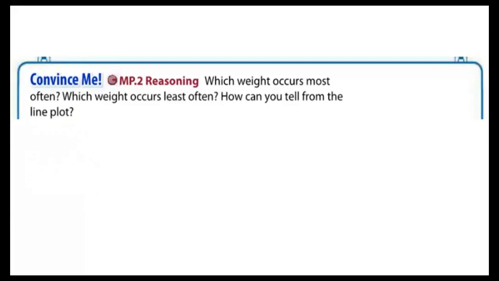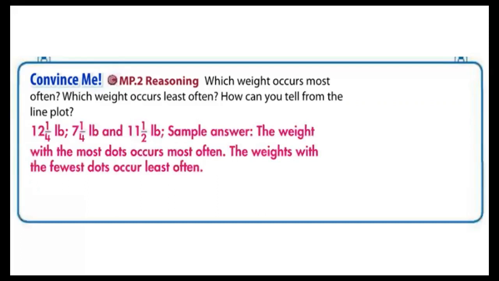You're all the best. I love you all. Listen. 12.5 pounds, 7/4 pound and 11.5 pounds are the weights with the most dots, so they occur most often. The weight with the fewest dots occurs the least often. So it's easy: the values that have the greatest amount of dots occur the most often, and which one has the least amount occurs least often.